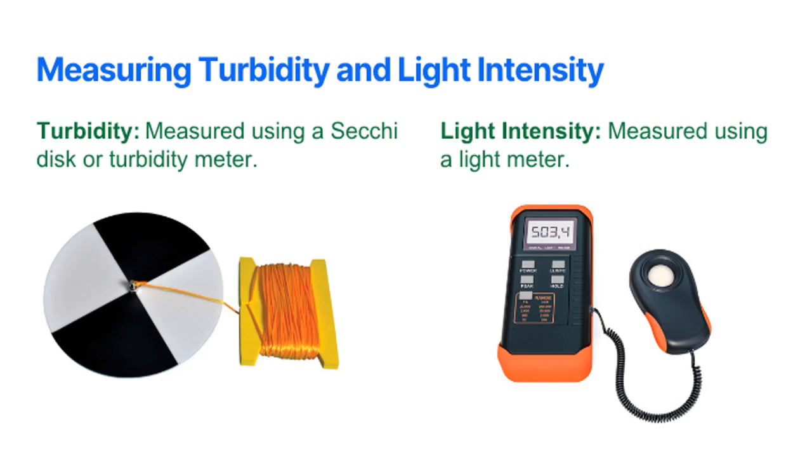Turbidity, or water clarity, is measured using a Secchi disc or a turbidity meter. The Secchi disc is lowered into water until it is no longer visible. Light intensity is measured using a photometer or lux meter by holding it at the desired location.